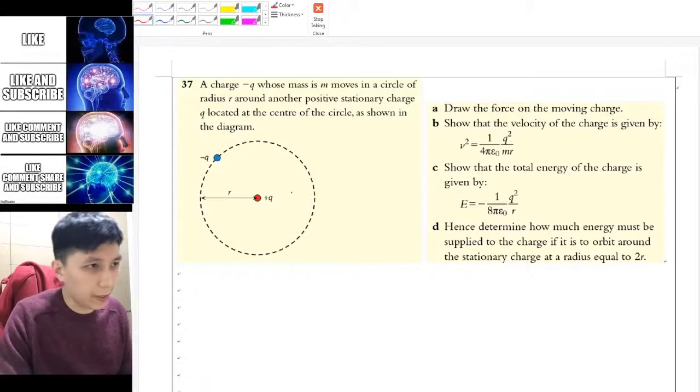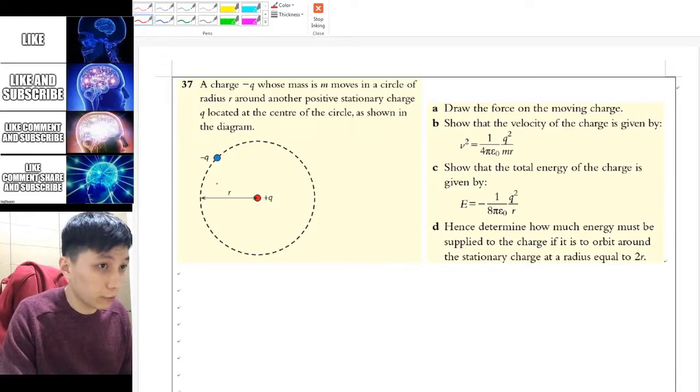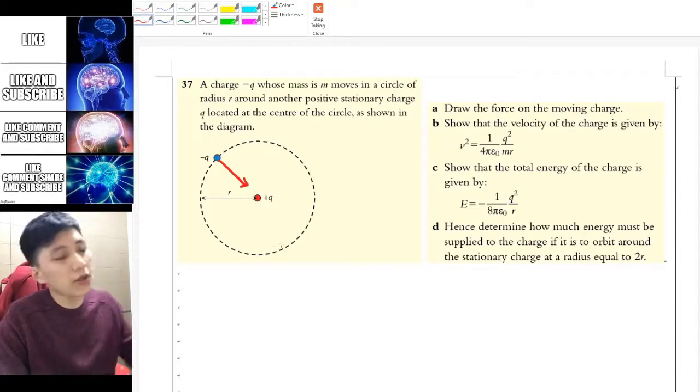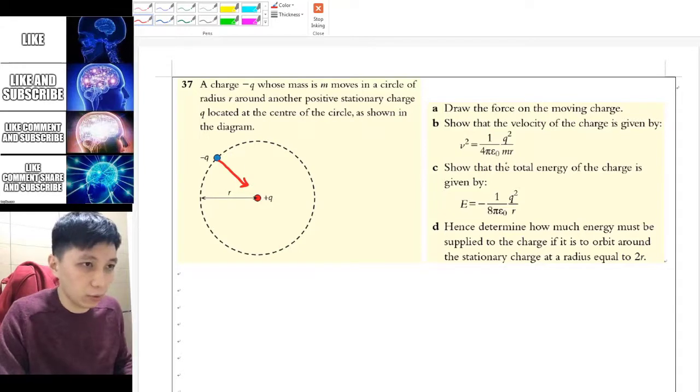Anyway, let's start with part A. It asks you to draw the force on the moving charge. Obviously they will attract each other. So this is an attractive force towards the center, and it is always pointing towards the center. That's why it's performing a circular motion.